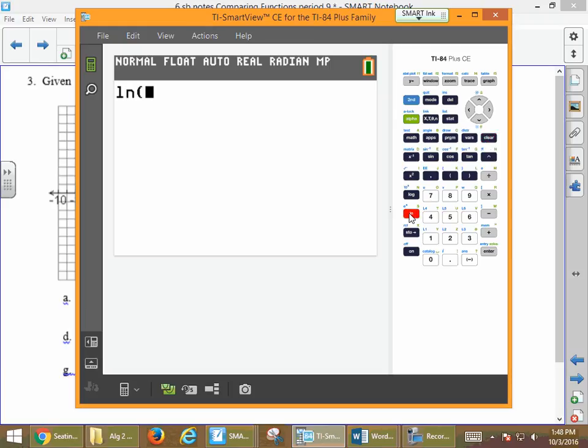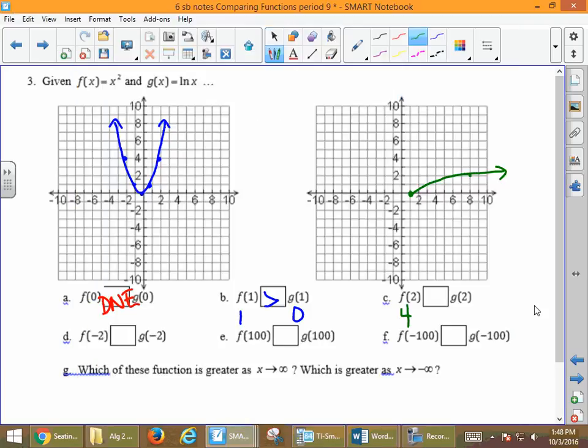Your natural log button is here, the third button up from the bottom left. And then we could put in the 2. And when we press enter, we get 0.693. So 0.693 here, and what we can see again is that g of 2 is smaller than f of 2.